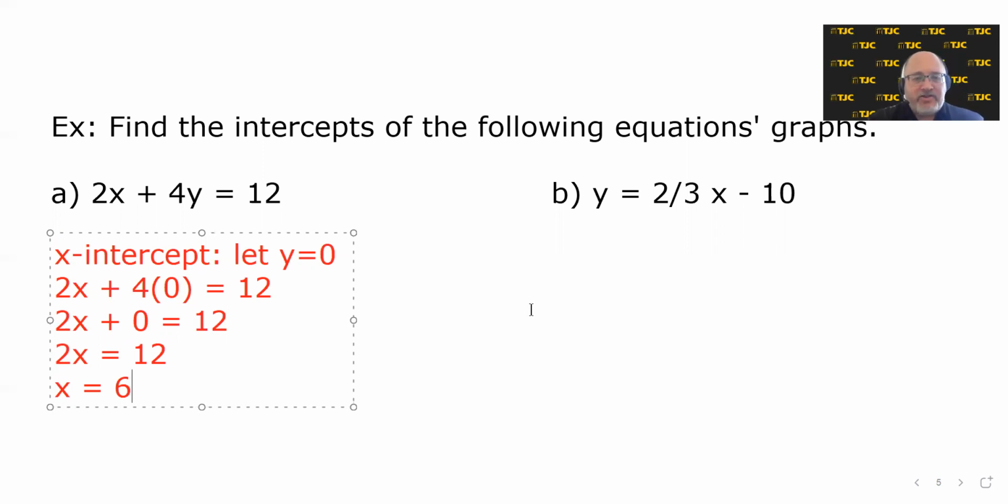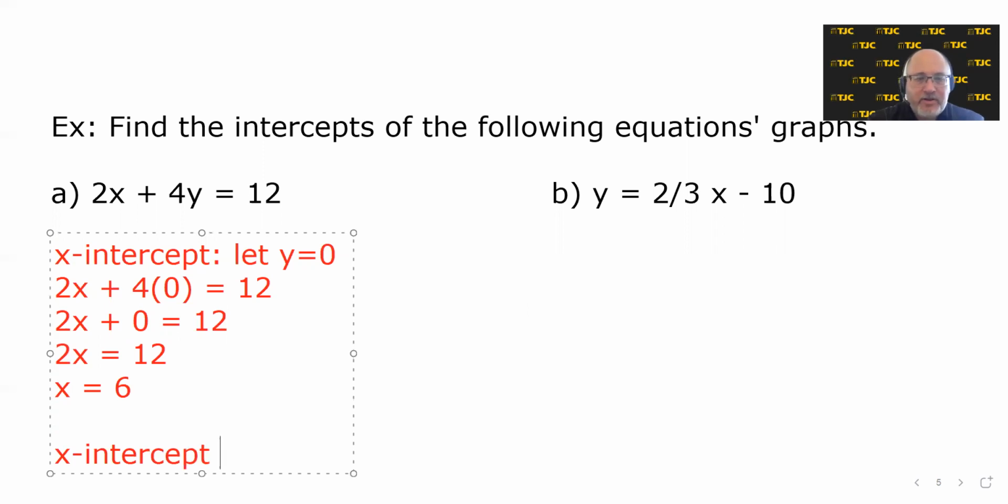And that means that our x-intercept is the pair (6, 0), because after all, an intercept is a point on a graph, and each point has an x and a y coordinate. We found the x-intercept by letting y equal 0 and solving for x. This graph has an x-intercept of (6, 0). But what about the y-intercept?